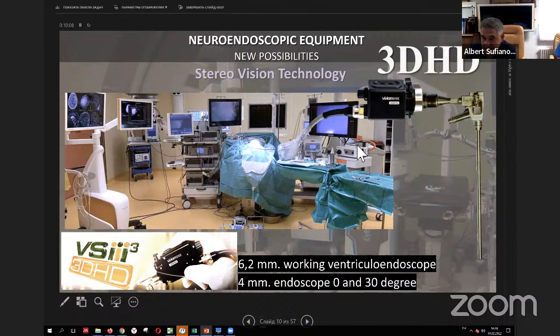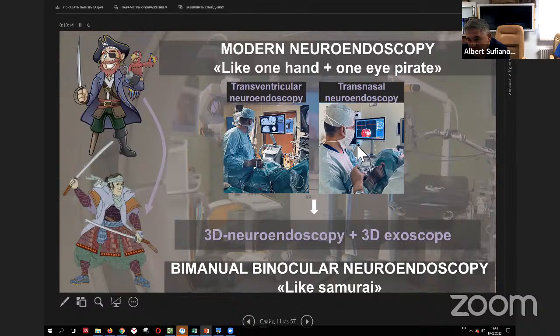Again, about modern minimally invasive surgery, which uses some exoscopic and endoscopic systems. Before, the endoscope was like a pirate, you know, because 2D endoscopy and 2D visualization is like a one-handed, one-eyed pirate. You see, endoscopists use only one instrument and see with one eye, no binocular vision. So now the possibility of 3D endoscopy and 3D exoscope gives us a completely new level in neurosurgery, because now we have binocular vision, and it gives us the possibility for bimanual manipulation. So, like a samurai, the newest neurosurgeon.